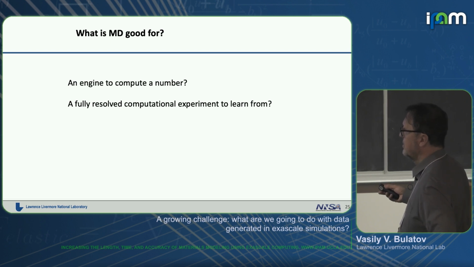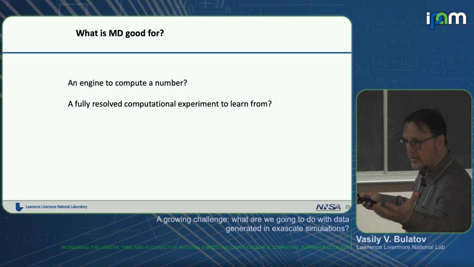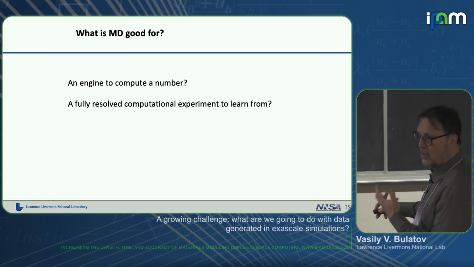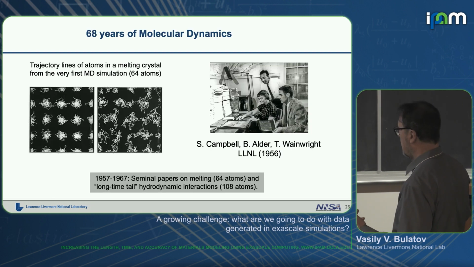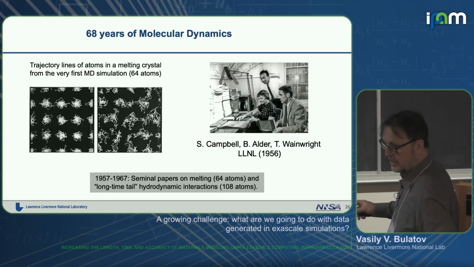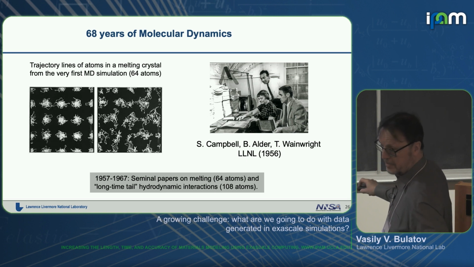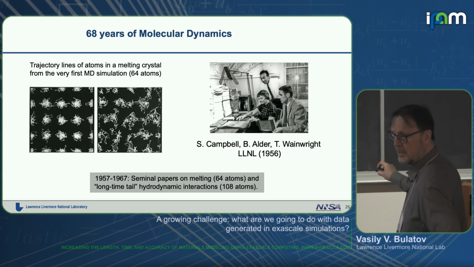Is it just an engine to compute a number, which it is? We can compute strength, and that's what we need. Or is it a really fully resolved computational experiment to learn from? I hope it is both, and it used to be. These are some nostalgic pictures of Bernie Alder and Tom Wainwright and Shirley Campbell, who was actually the computer programmer. They didn't know how to write code, but she did.